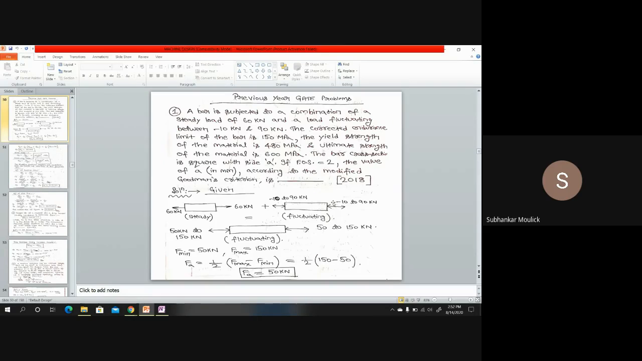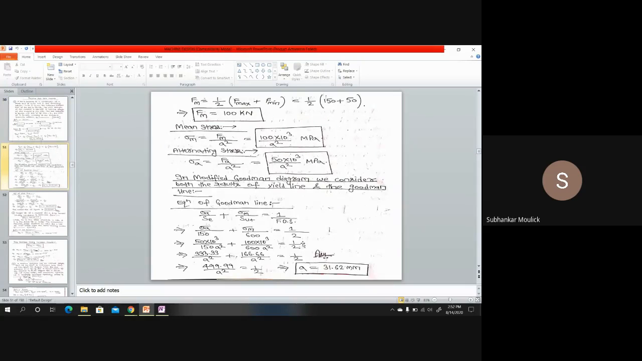Factor of safety given in the problem is 2, so 1 by 2. Sigma A we have calculated as 15 into 10 to the power 3 by A square, and sigma M is 100 into 10 to the power 3 by A square. So 15 into 10 to the power 3 by A square, divided by 150, plus 100 into 10 to the power 3 by A square, divided by 600, is equal to half. If you solve this expression, you will get A equal to 31.62 mm. But this is not my answer for side A.